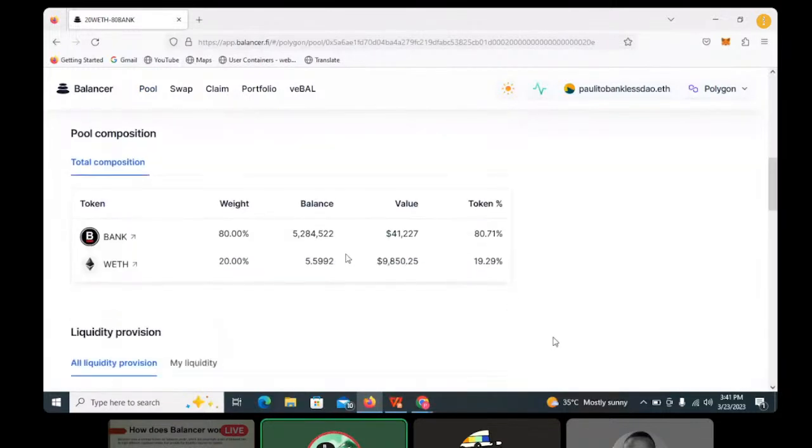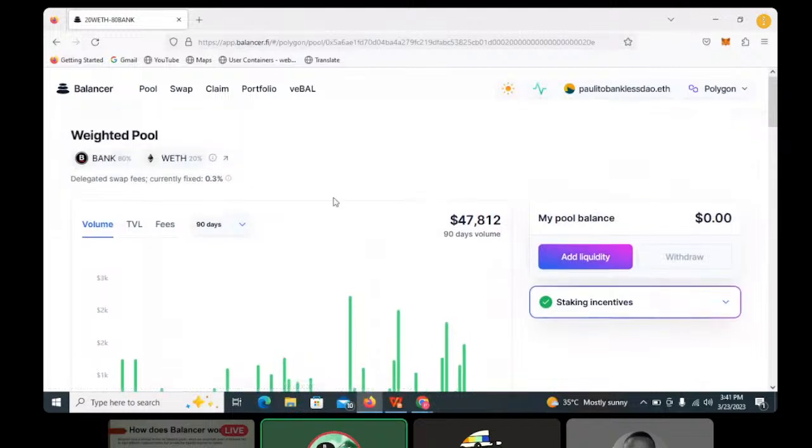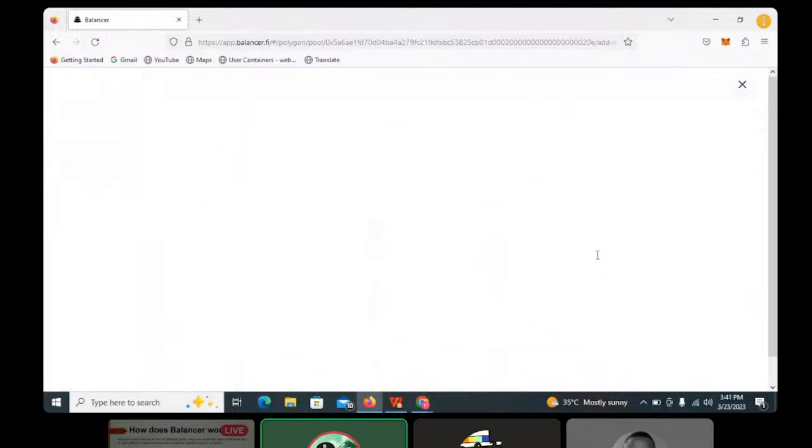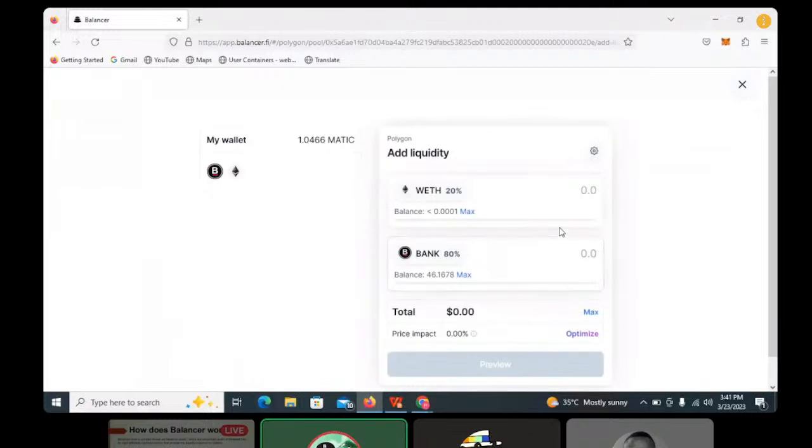All right, so this is it. I'm on the right place. When you are there, what you have to do is add liquidity. Tap on add liquidity. We're going to make sure that whatever we're investing is 20% wrapped Ethereum and 80% BANK. So the amount of BANK has to be higher than the amount of wrapped Ethereum.